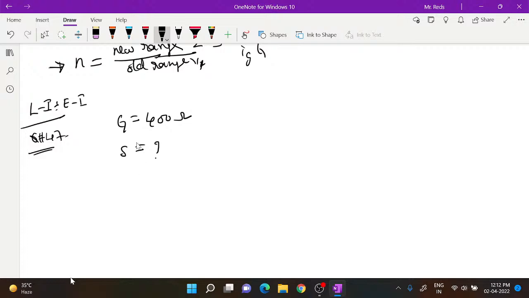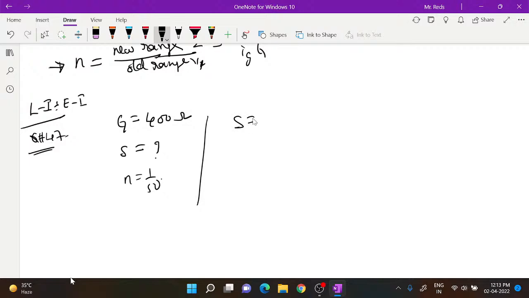Its sensitivity is reduced by 1 by 50 times. Sensitivity means the range, right? So what should be S, so that its sensitivity will be reduced by 1 by 50 times? What relation do you have for calculating shunt resistance? Let us see how you can take this one.